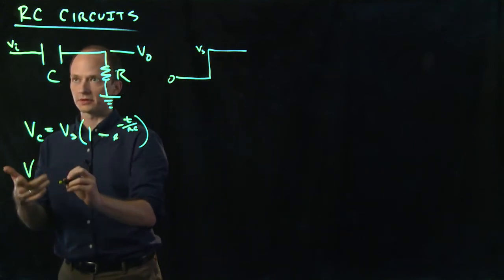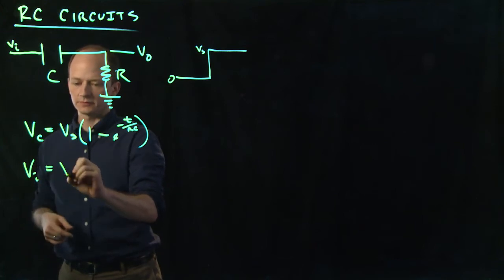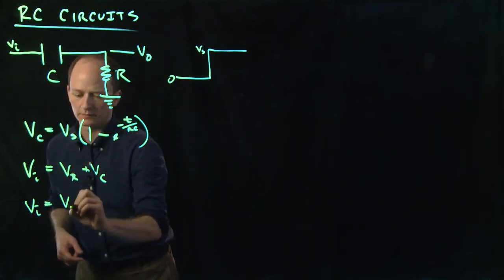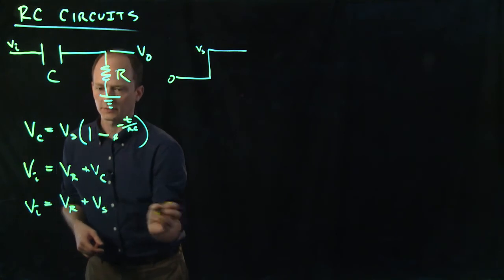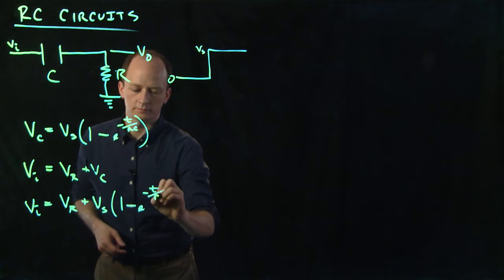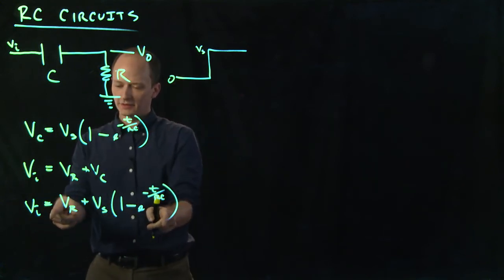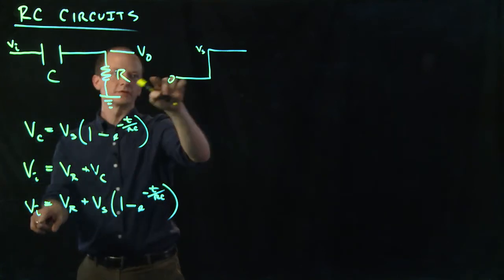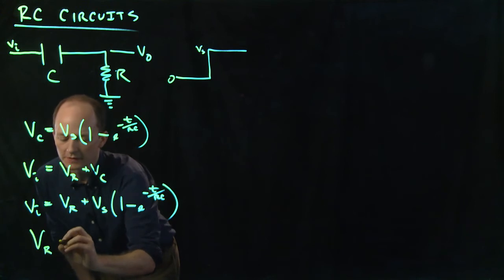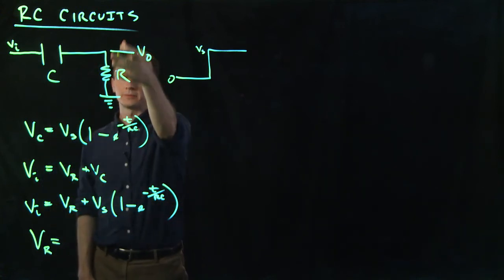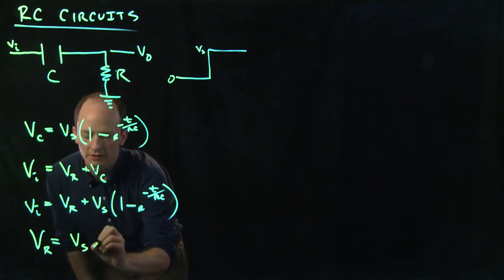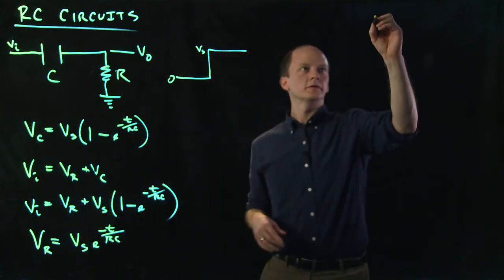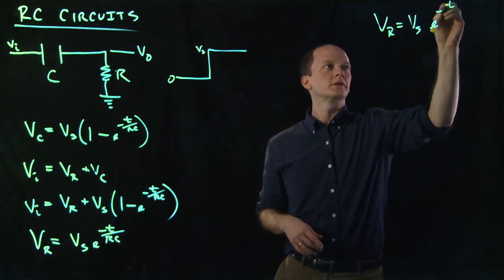Again, we have our equation from Kirchhoff's law for our loop voltage. We can now put in our value for Vc here. Using the equations here and simplifying with algebra, remember Vi is going to be equal to Vs, because the input is just going from 0 to Vs. We can write our equation for the voltage drop across our resistor. So this is just going to be Vs e to the minus t over RC. Let's rewrite this over here again: Vr is equal to Vs e to the minus t over RC.